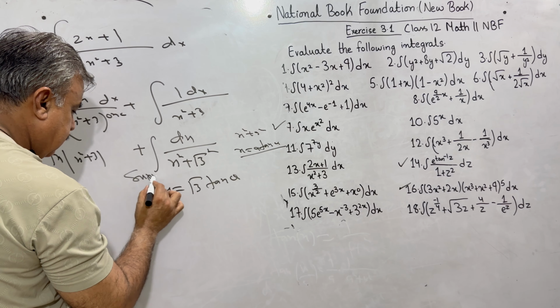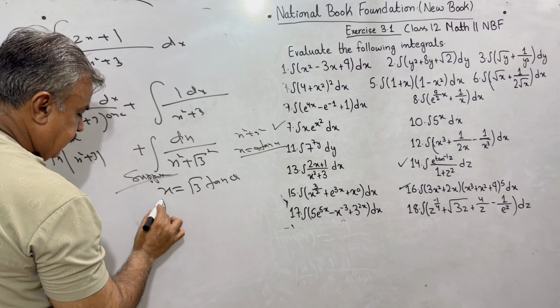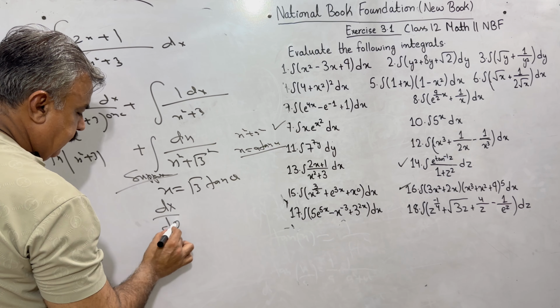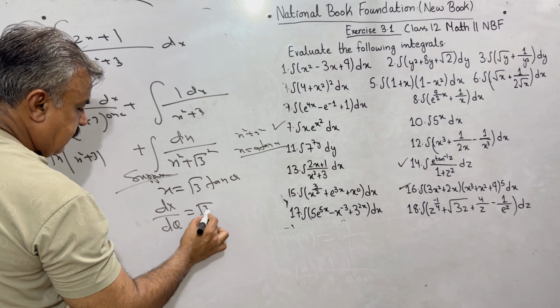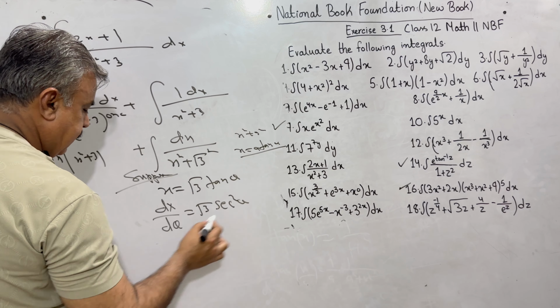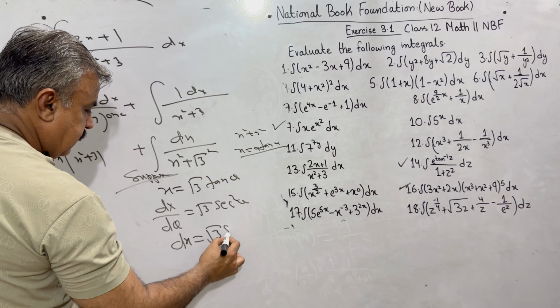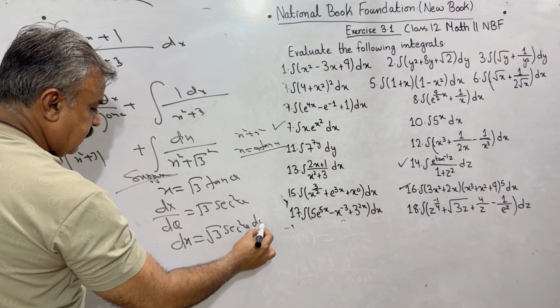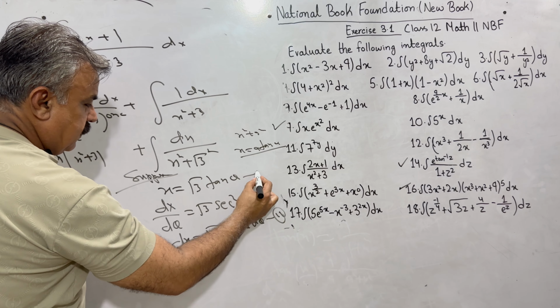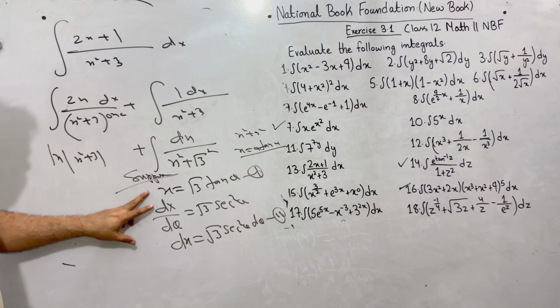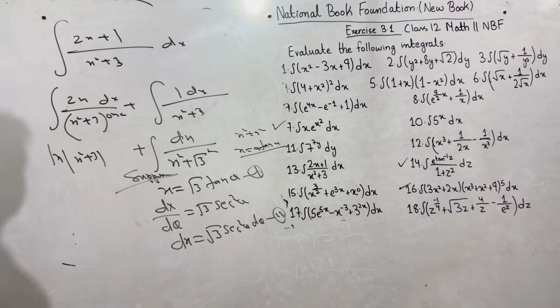Suppose, differentiating, dx over d theta is equal to root 3 times sec square theta. Shift d theta over there. The differential dx is root 3 times sec square theta d theta. That's value number 1, and this is value number 2. Put both these values in this integral and you are going to arrive at some result. Let me check the angle.